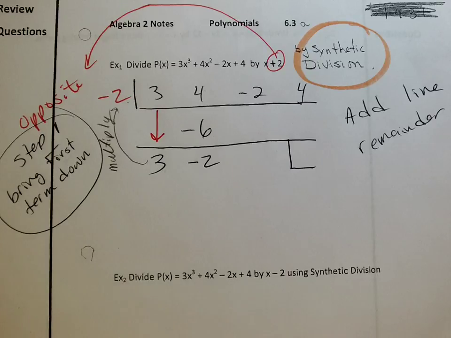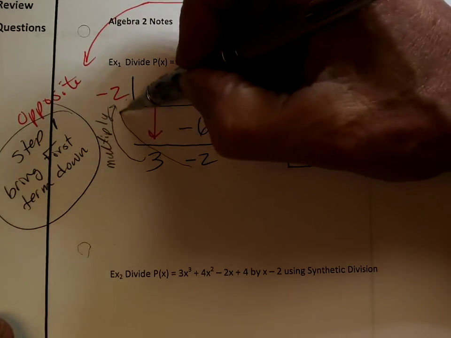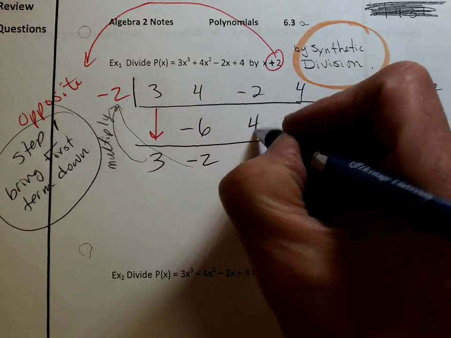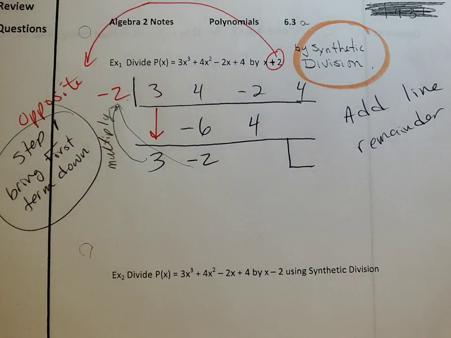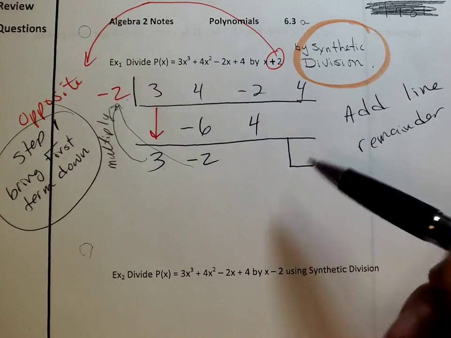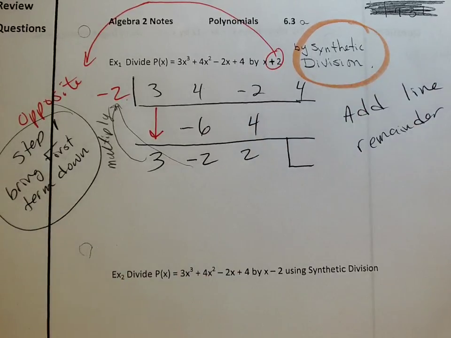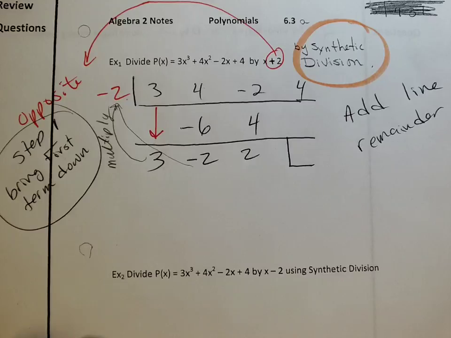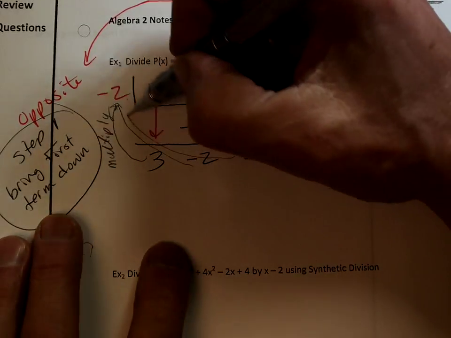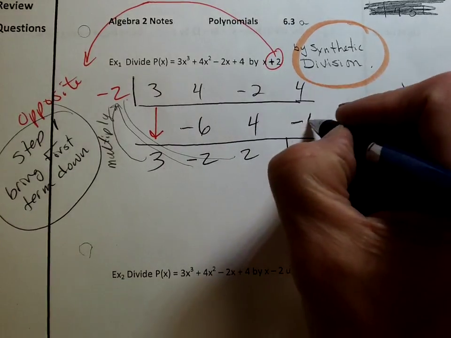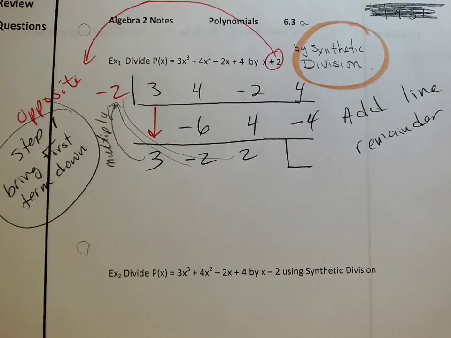And now I'm going to multiply. So I'm going to get a +4. It goes right there. This is my add line, so -2 plus 4 is a 2. And then I'm going to multiply again, and I get a -4. This is my add line, right? So that makes it 0.